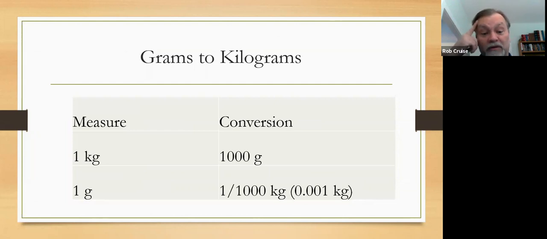Grams to kilograms. Again, you have a conversion factor of 1,000. So 1 kilogram is 1,000 grams. 1 gram is, again, 1/1000th of a kilogram, or 0.001 kilograms. So if you have 10 grams, you have 0.01 kilograms.